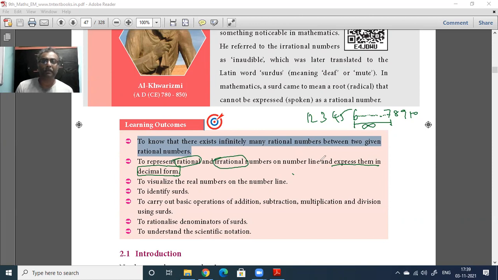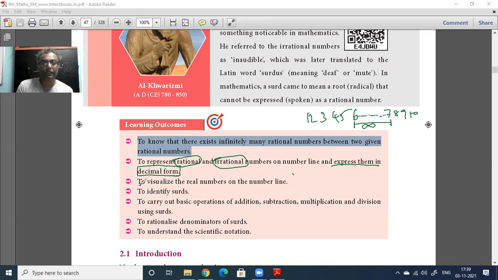But real numbers are much more than just 1, 2, 3, 4 or 0, 1, 2, 3, 4 or -3, -2, -1, 0, 1, 2, 3, 4, 5, 6, 7, 8. In between 6 and 7, so many rational numbers are there. In between 6 and 7, so many irrational numbers are also there. And you can express them in decimal form, and you represent them on the number line.